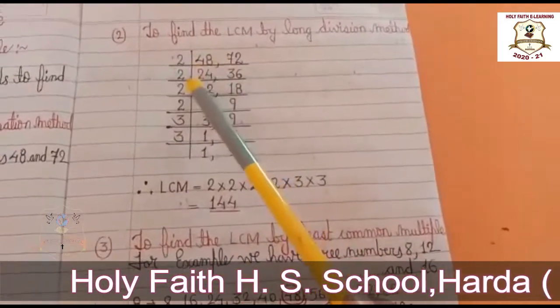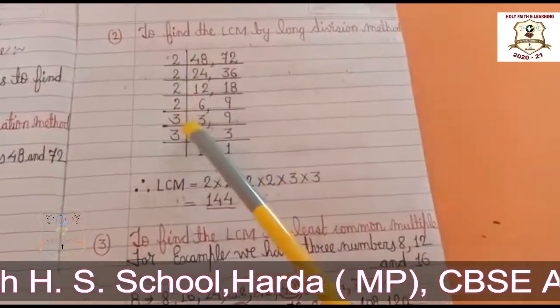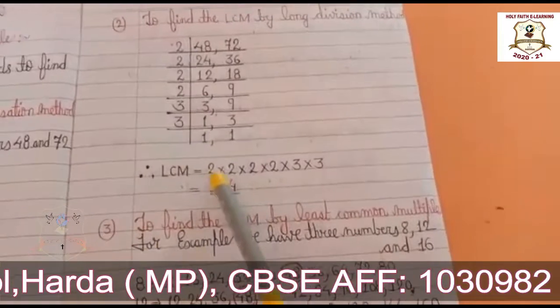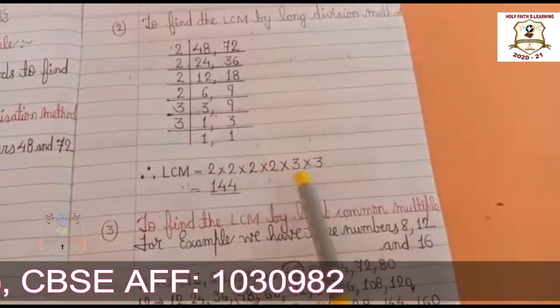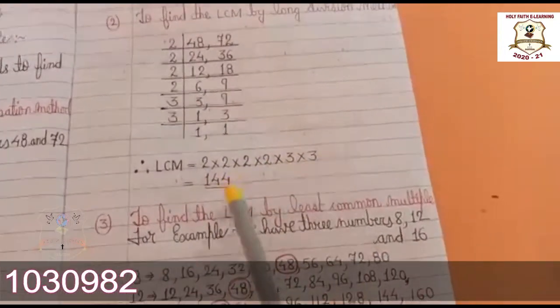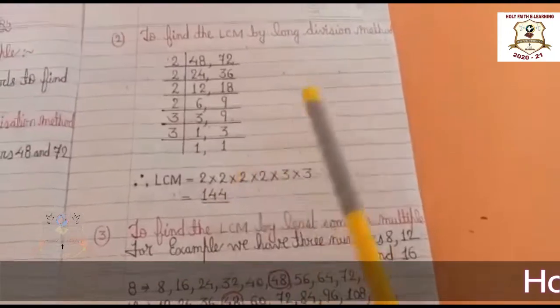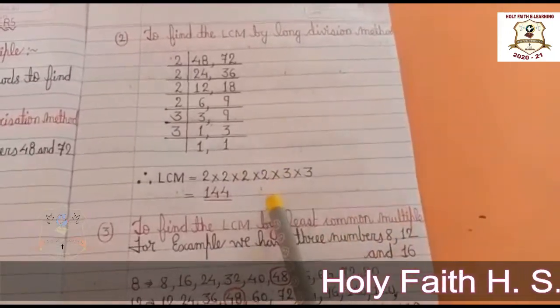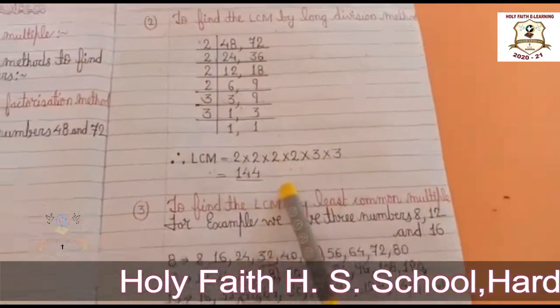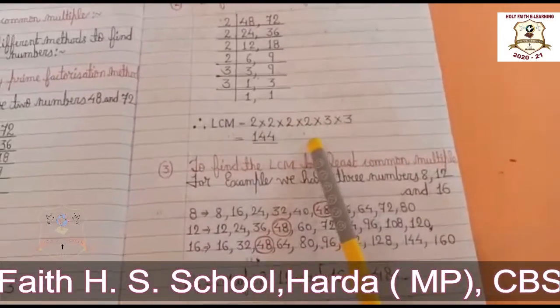2 multiply 2 multiply 2 multiply 2 multiply 3 multiply 3. Okay, so 2 2s are 4, 4 2s are 8, 8 2s are 16, 16 3s are 48 and 48 3s are 144. So by long division method the answer is same, the LCM is 144. I hope you understand it properly.